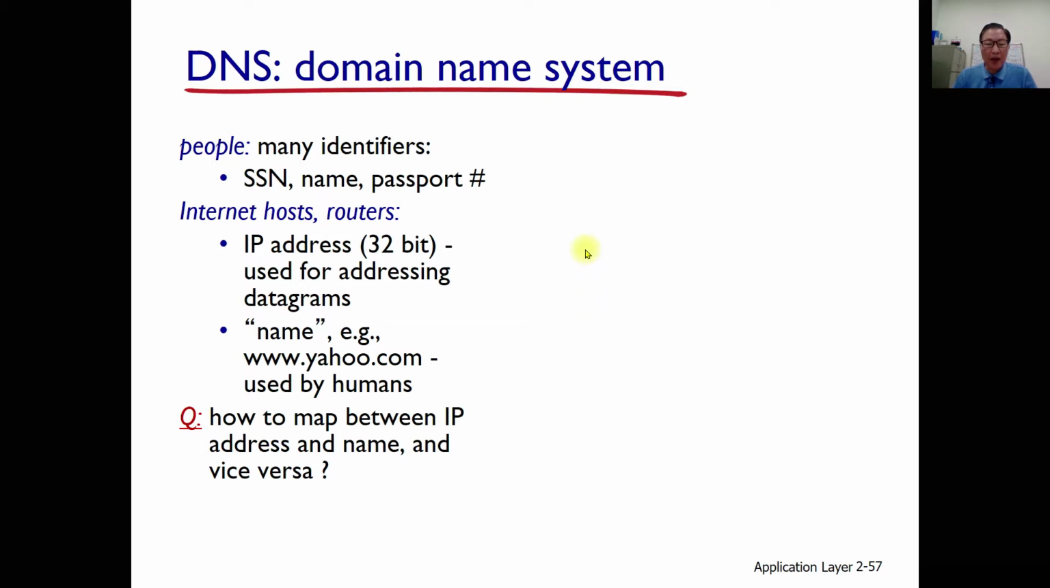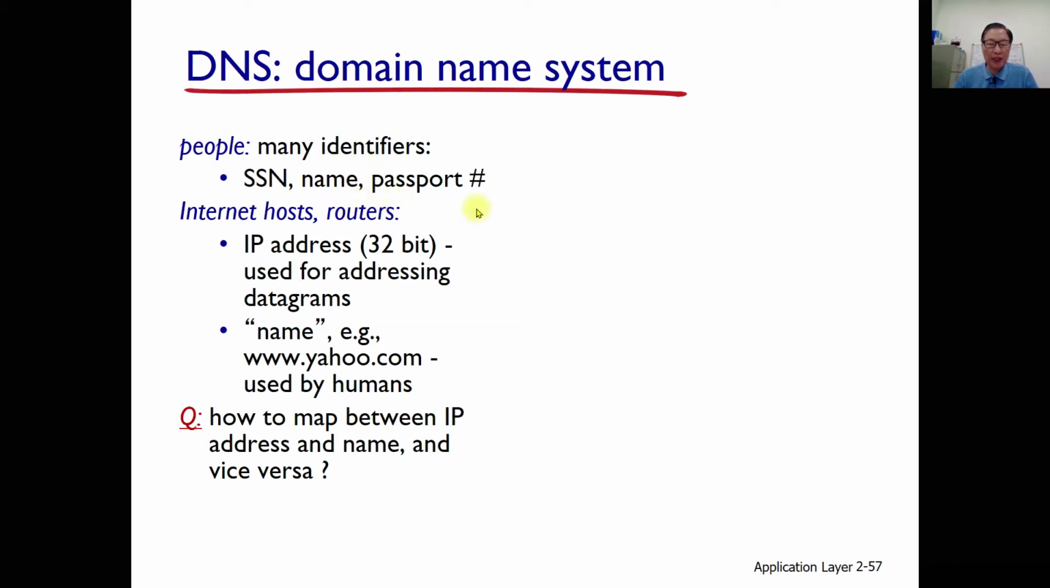Think about an analogous example to understand better. In our case, people use many identifiers. For example, the social security number in the United States. Also, even in Korea, we use the residential number. And also your name and also passport. Those are all different kinds of identifiers.